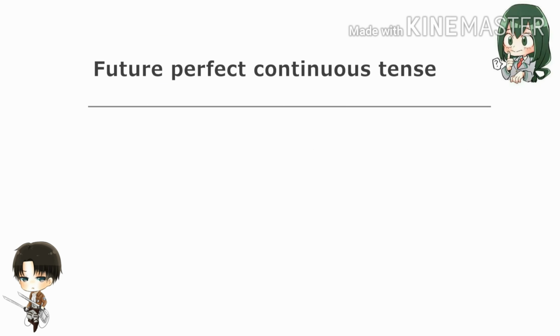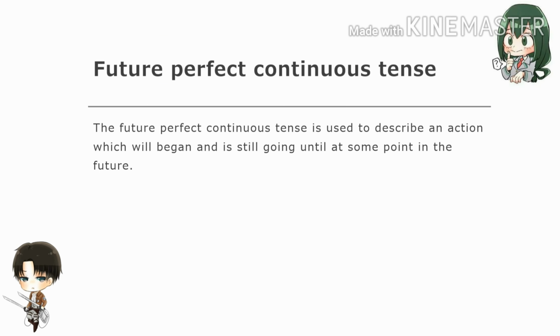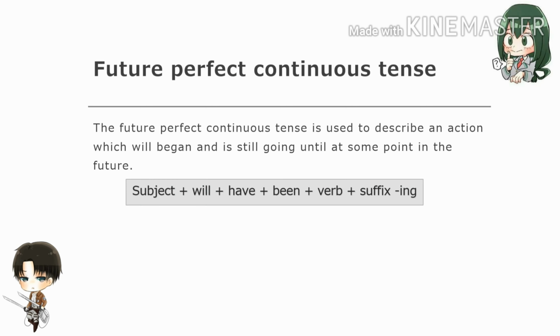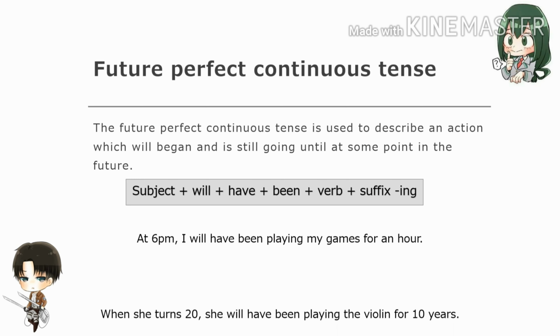Future perfect continuous tense. Now the future perfect continuous tense is used to describe an action which will begin and is still going until some point in the future. The form would be subject plus will plus have plus been plus verb plus suffix ing. At 6 p.m. I will have been playing my games for an hour.